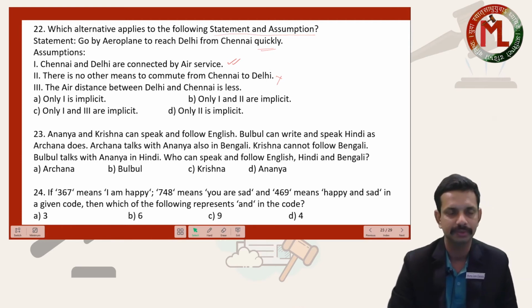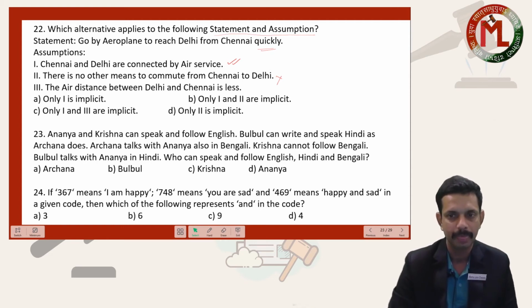Now, the next question. Ananya and Krishna can speak and follow English. Bulbul can write and speak Hindi as Archana does. Archana talks with Ananya also in Bengali. Krishna cannot follow Bengali. Bulbul talks with Ananya in Hindi. Who can speak and follow English, Hindi and Bengali?